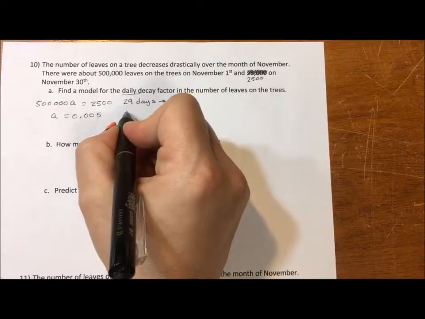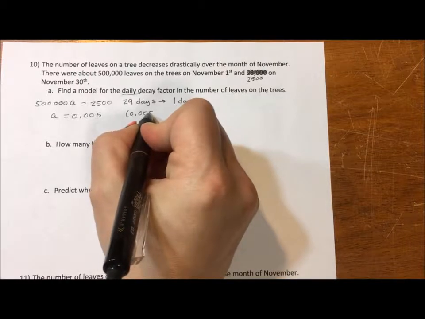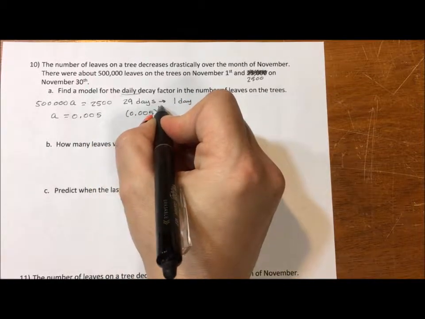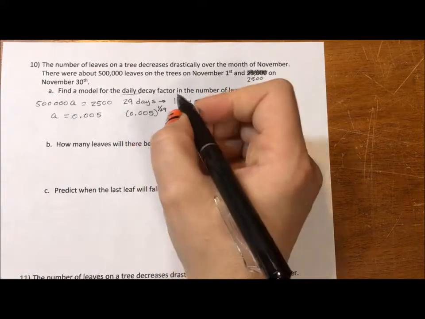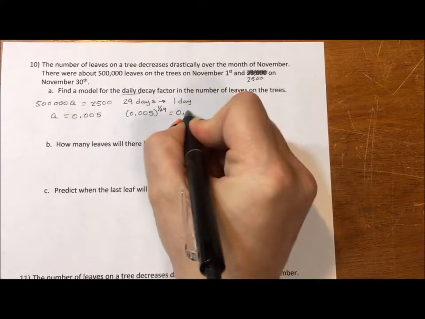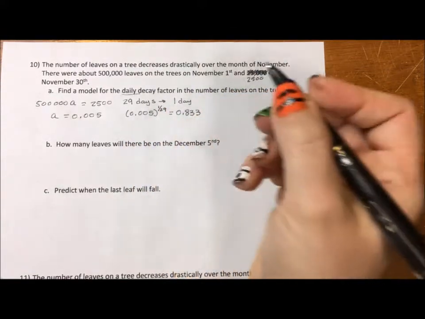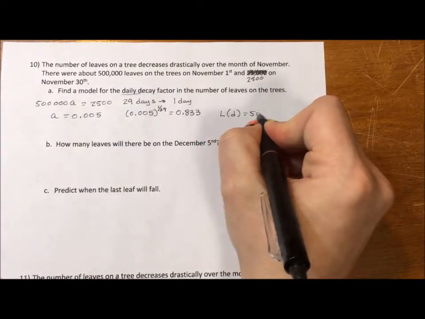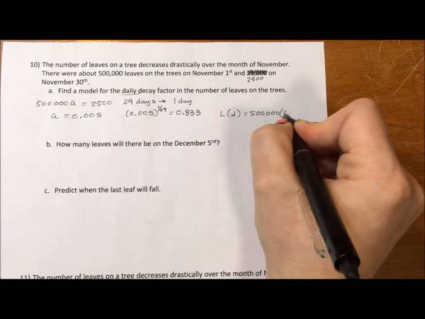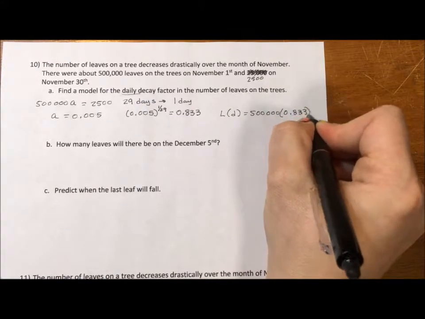So what we need to do is take 0.005 to the power of 1 over 29, because we need to make sure we are doing a fraction of the multiplication factor. This gives us 0.833. So our model, leaves per day, is 500,000 times 0.833 to the D.